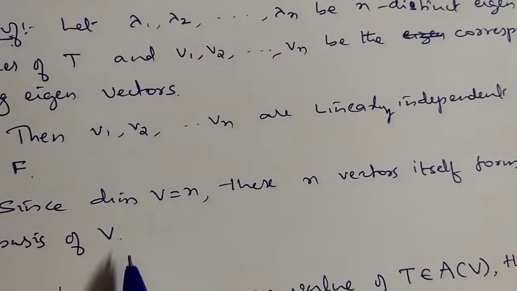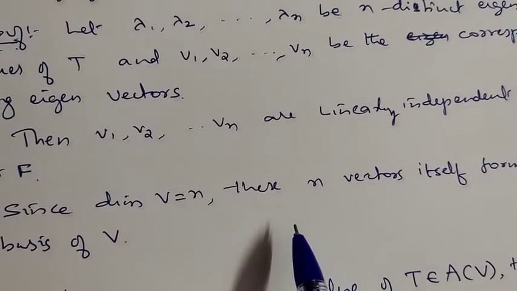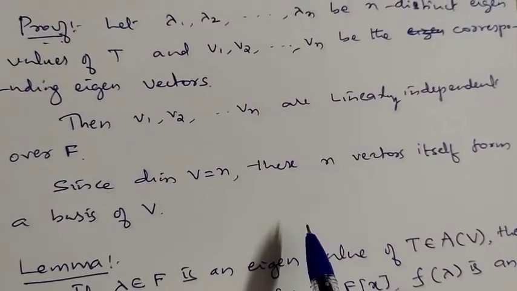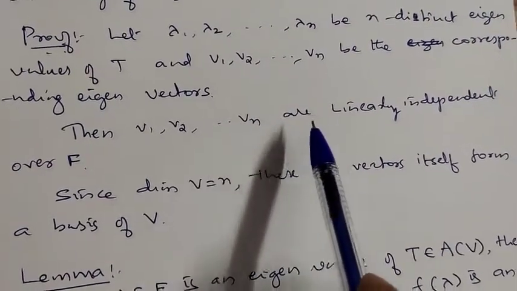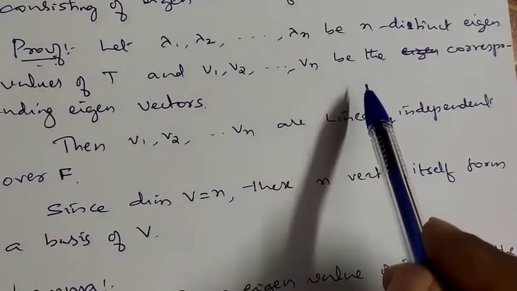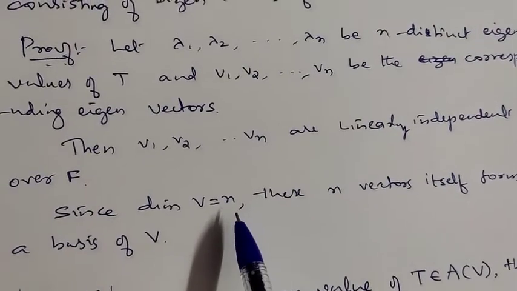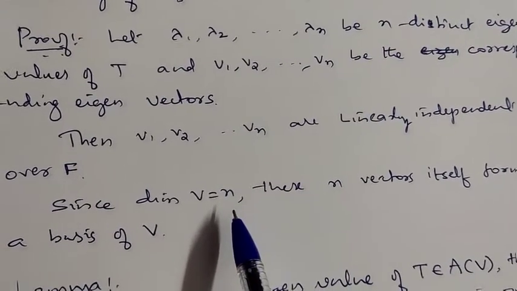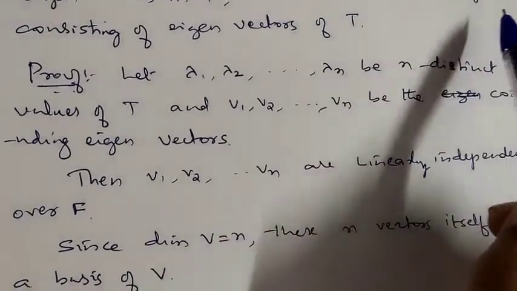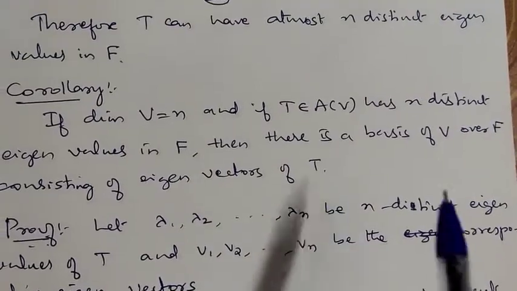So you know that if the dimension of the vector space is n, then any set of n linearly independent vectors forms a basis of V. That theorem you have proved. Since these eigenvectors are linearly independent, they by themselves form a basis of the vector space V. So there is a basis of V over F consisting of eigenvectors of T.